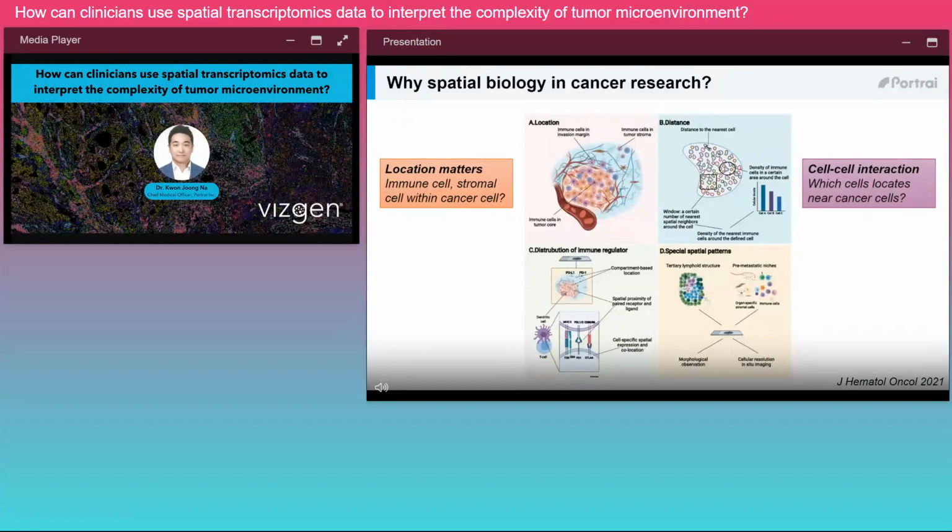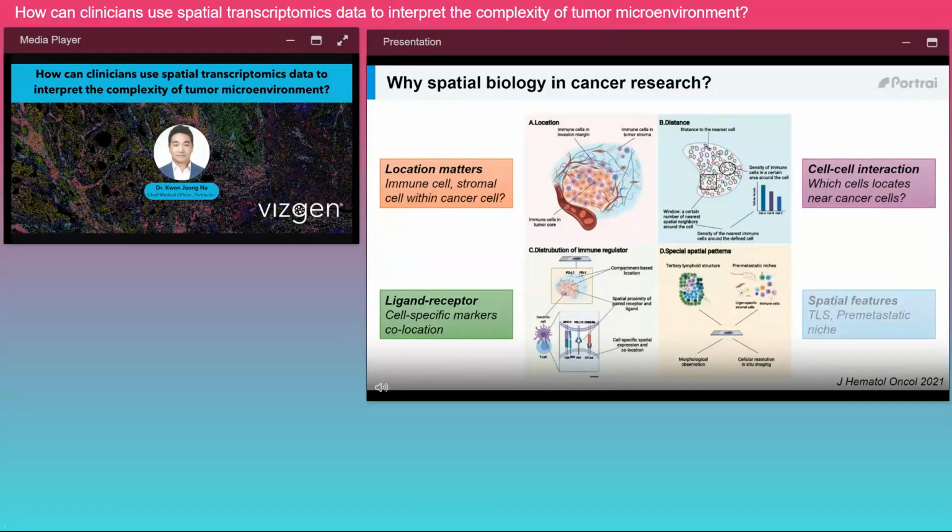Second, we can perform cell-cell interaction analysis using spatial proximity. As cells interact with neighboring cells, this information can be useful in understanding how cancer cell interactions vary according to clinical characteristics. Third, spatial biology enables the analysis of ligand-receptor interactions. So this information may aid clinicians to predict treatment responses and prognostic stratification. Lastly, we can identify distinct spatial features within the tumor microenvironment, such as tertiary lymphoid structures and some immunity hubs.